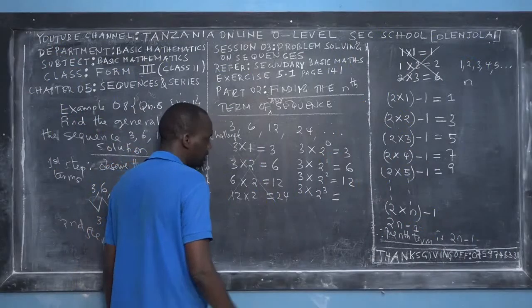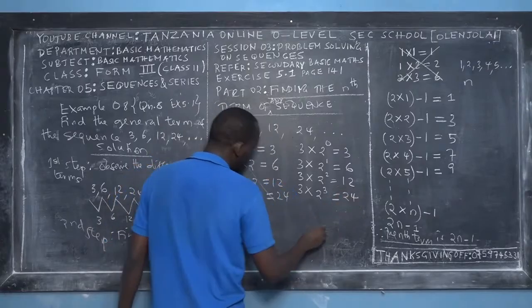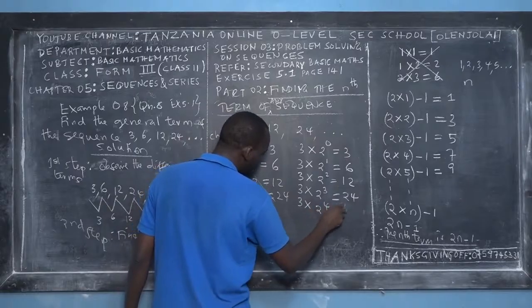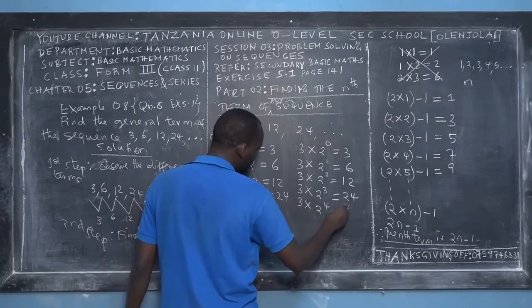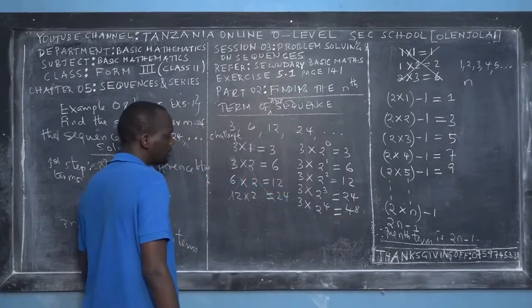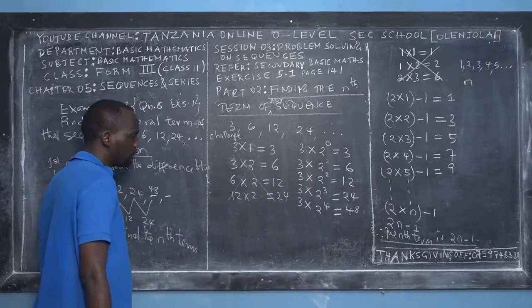8 times 3 is equal to what? 24. So even if you want to formulate the next term, it will be 3 times 2 power 4. So the answer will be what? The answer will be 48, because 2 power 4 is 16, and 16 times 3 is equal to 48.